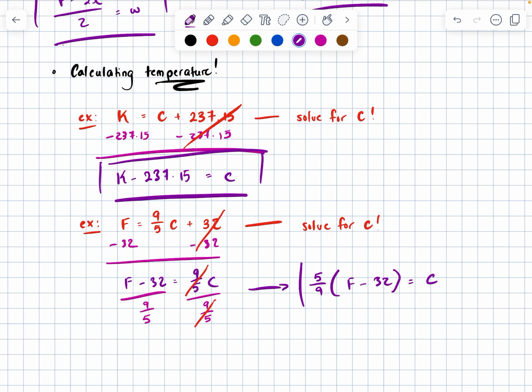So if I take my temperature in Fahrenheit, I subtract 32, and I multiply that by 5/9, well, now I can tell my British friend what the temperature is in their silly little Celsius.